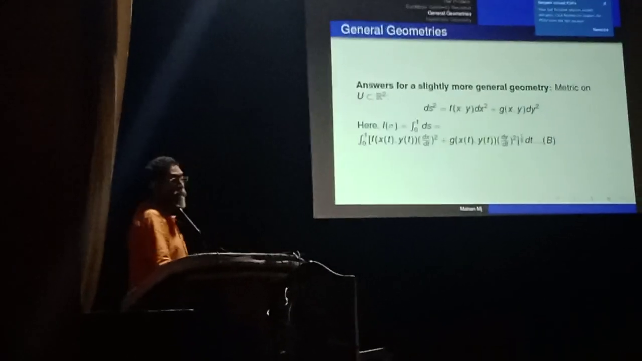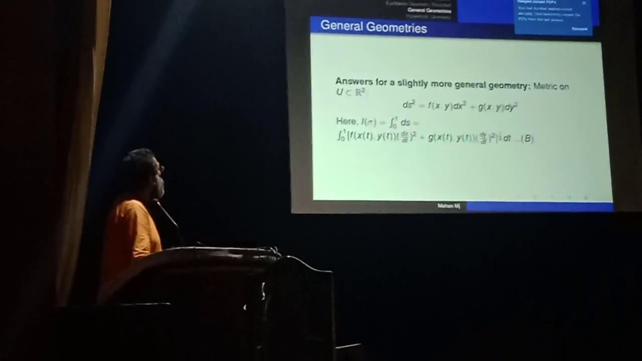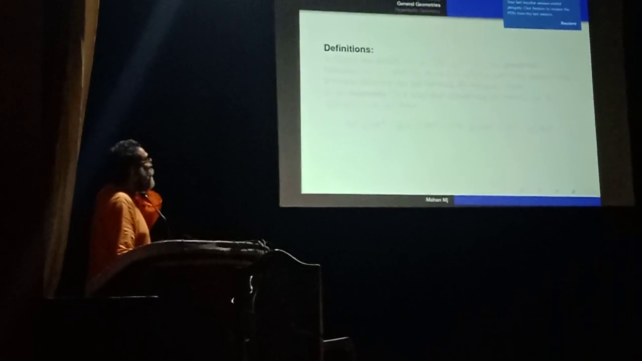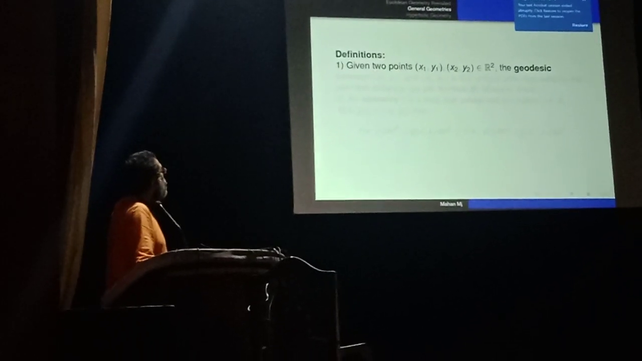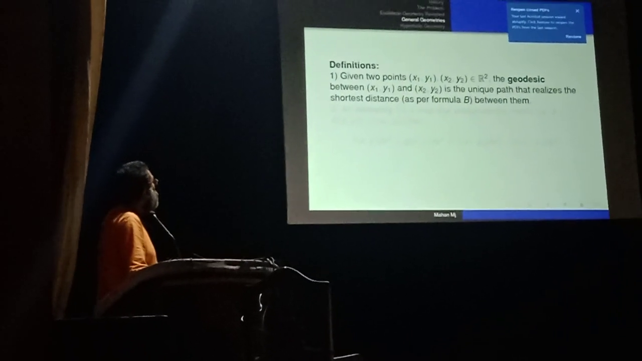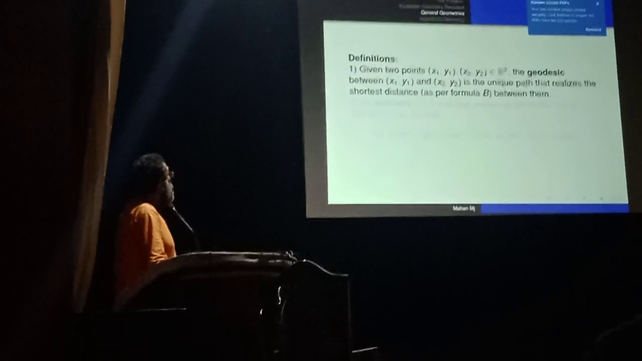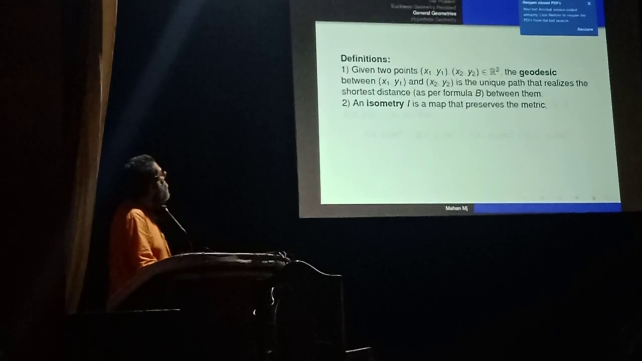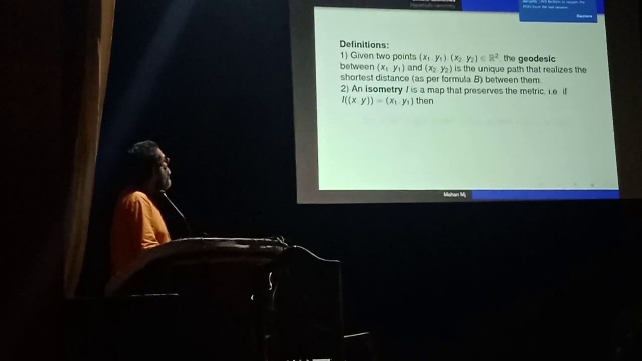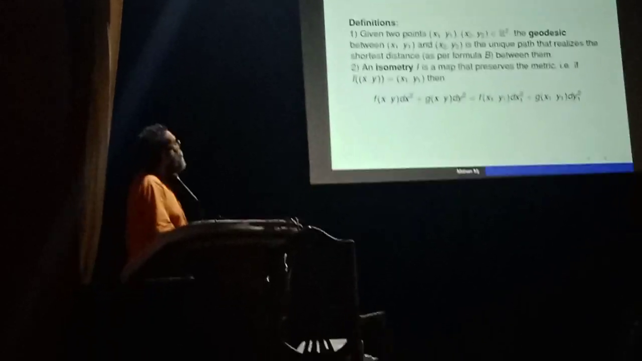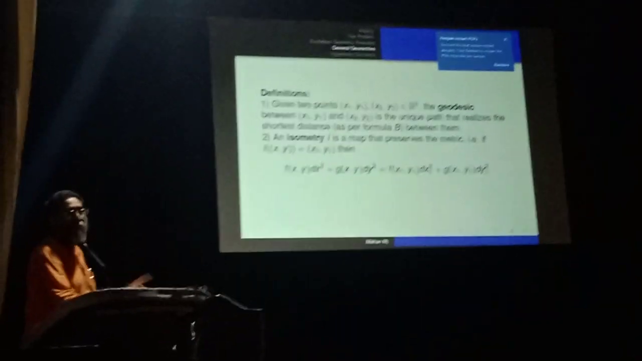Okay, good. So now let's look at this problem again. And so this is the answer for more general geometries. And now we'll pick a metric properly. So before picking the metric, we'll just put down some generalities. Given two points, say in R2, the geodesic is the shortest path that realizes the distance, as per this formula. An isometry is something that preserves distance infinitesimally. Which means in terms of formulae, if (x, y) goes to (x1, y1), then f(x, y) dx squared plus g(x, y) dy squared equals f evaluated at (x1, y1) dx1 squared plus g(x1, y1) dy1 squared. Okay?